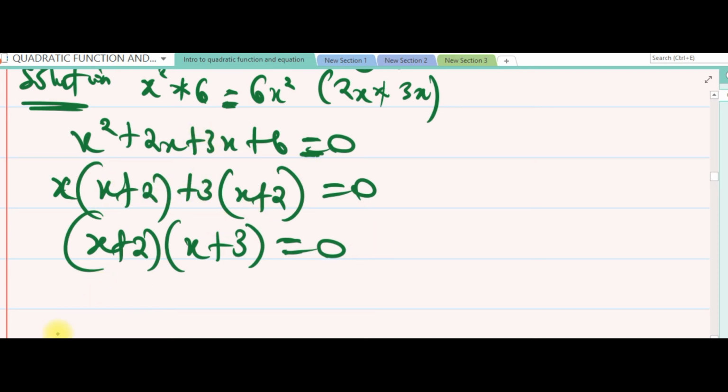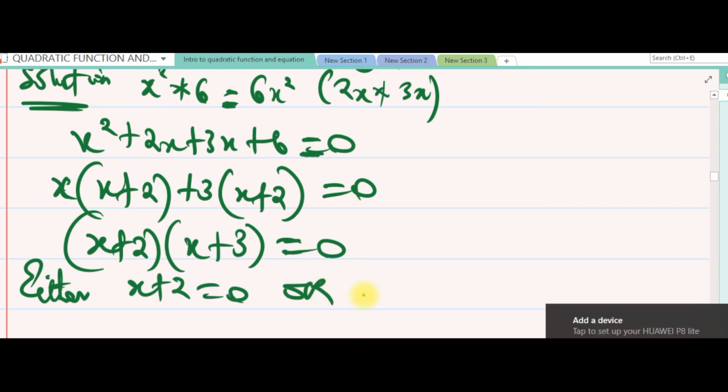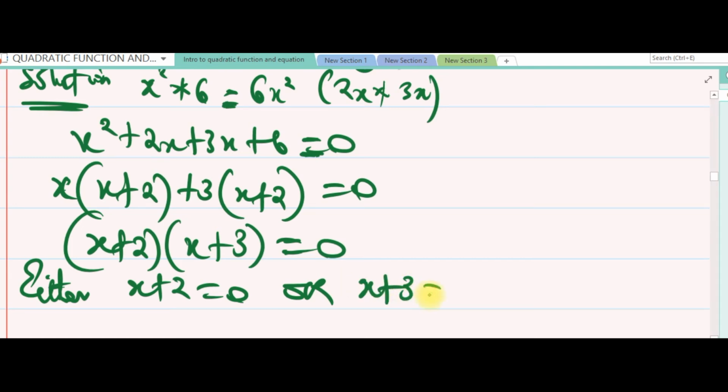So finally, we now have a product of 2 terms, and for a product of 2 numbers, or 2 items, to multiply and the answer is 0, we know one thing for sure, that one of the numbers must be 0. But the problem is we don't know which one is, either this first term here or this second one here. So I'm saying that for the product of the 2 to be 0, either this first one is 0 or the second term, which is x plus 3, equals 0.